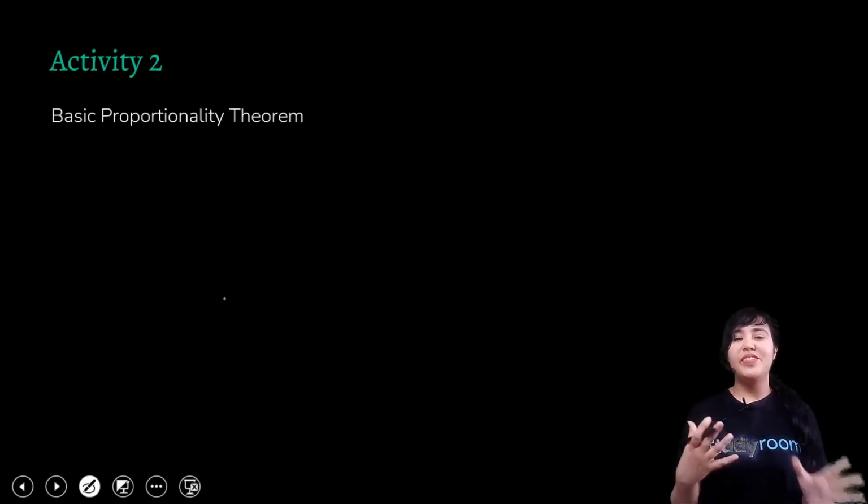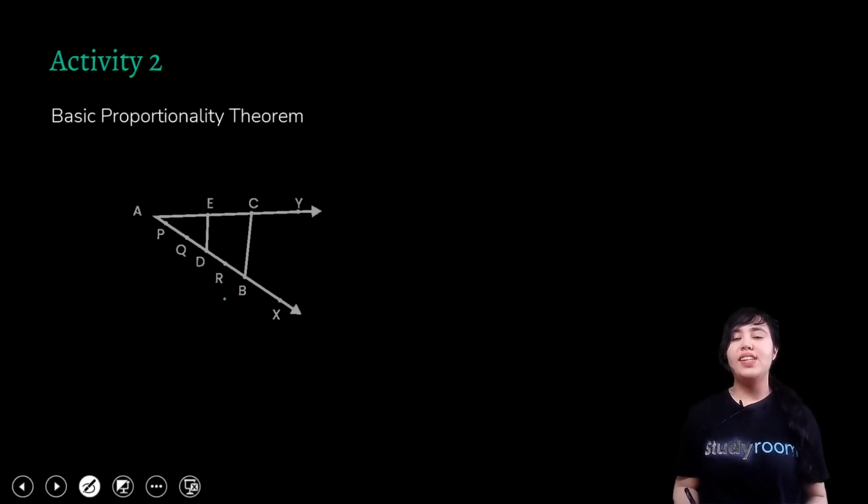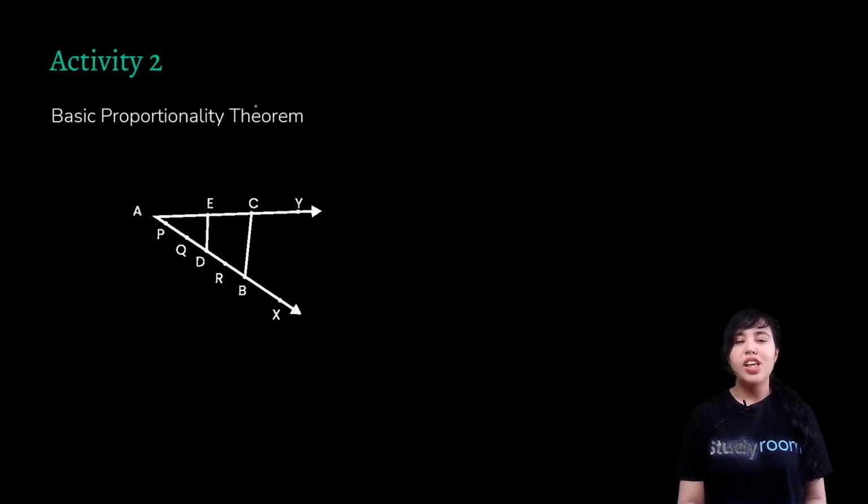Okay, so here we have another activity by which we'll understand the basic proportionality theorem. So here you won't require a lot of things. All you'll require is your pencil and your ruler. So quickly draw an angle XAY like this. So these are the two rays. So we'll have arrows over here, X, A, Y.